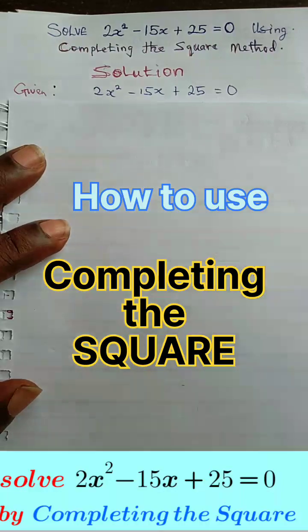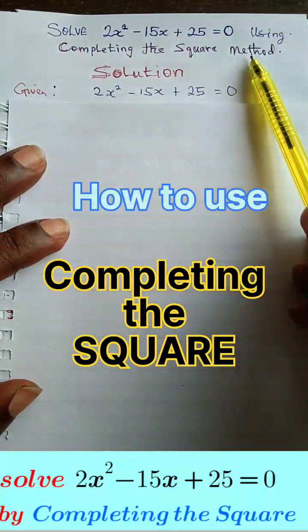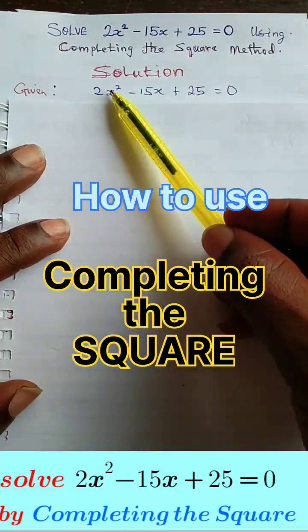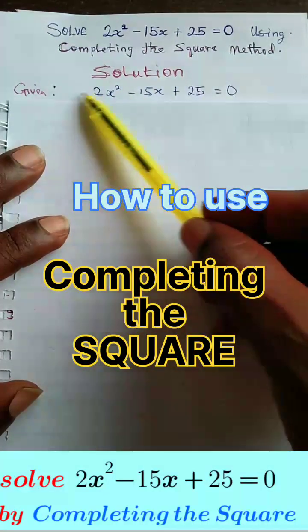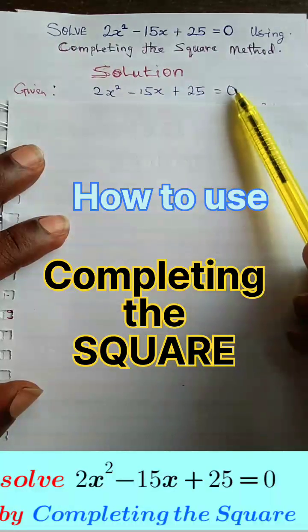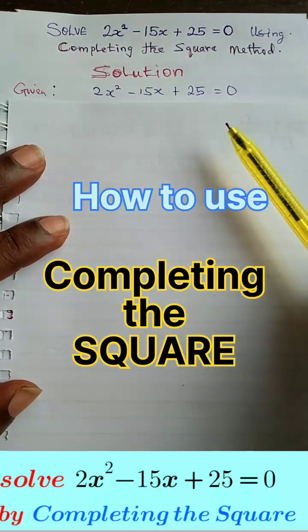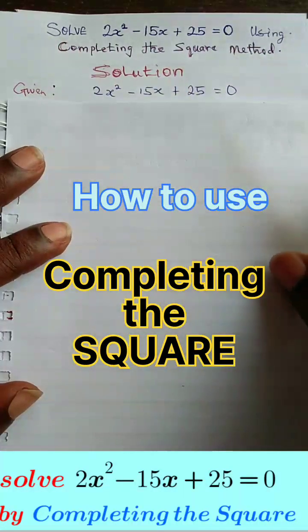We want to see how to solve this quadratic equation using the completing the square method. Now, let's go without wasting time. Given 2x squared minus 15x plus 25 equal to 0. Now, there are 4 steps we need to apply using this method.